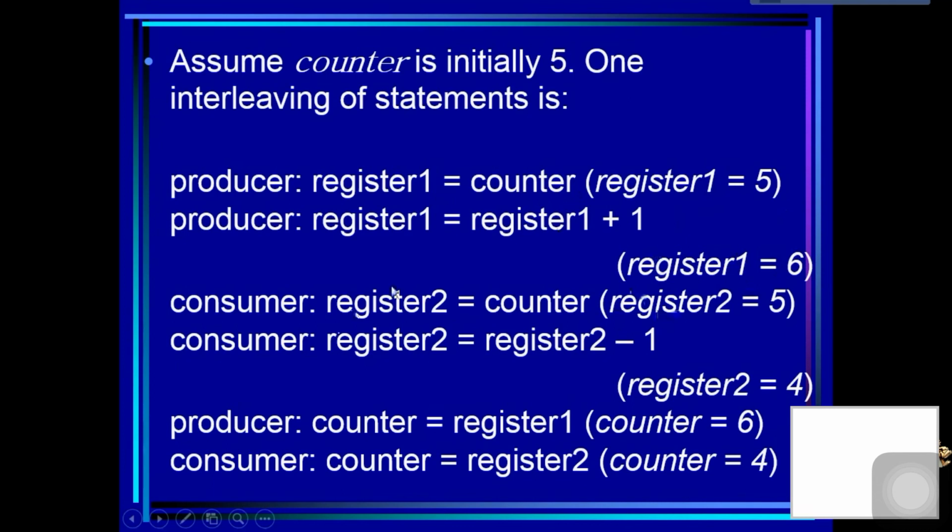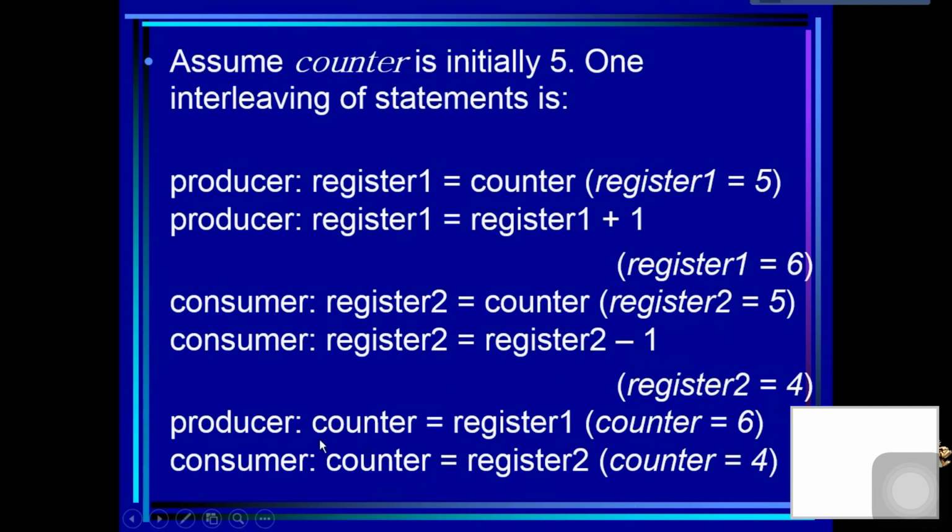And if the timer interrupts, that means the time slice has elapsed, then the consumer is dispatched the CPU. So we can see the counter now equals 5, so register 2 equals 5. Then register 2 is decremented by 1, so register 2 equals 4.